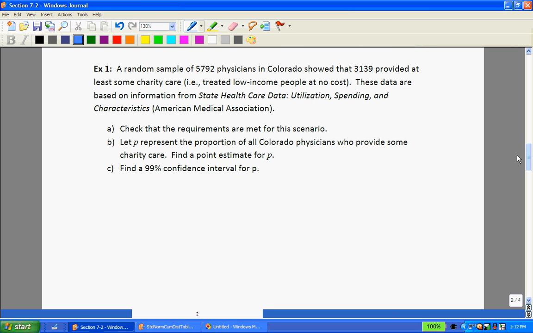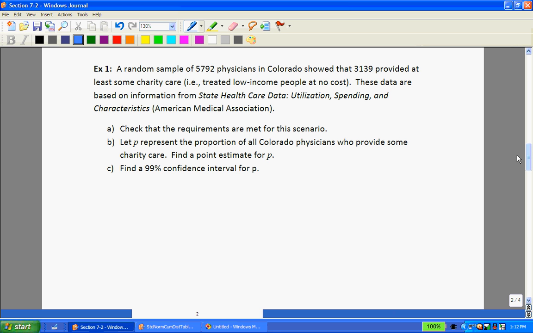Example 1. A random sample of 5,792 physicians in Colorado showed that 3,139 provided at least some charity care, i.e. treated low-income people at no cost. These data are based on information from state healthcare data, utilization, spending, and characteristics from the American Medical Association. Part A. Check that the requirements are met for this scenario.